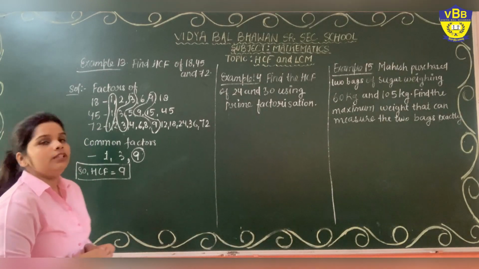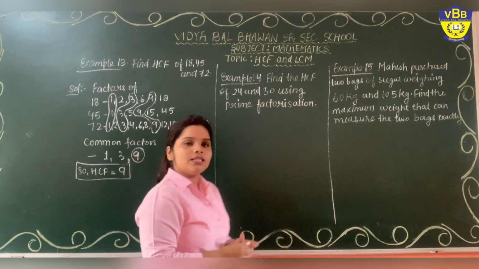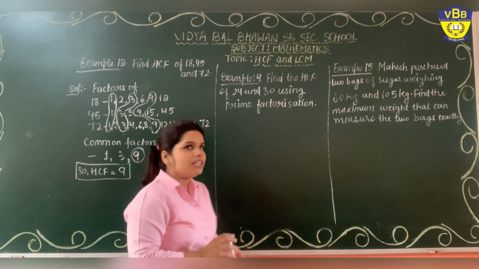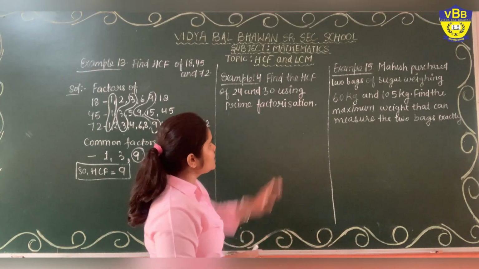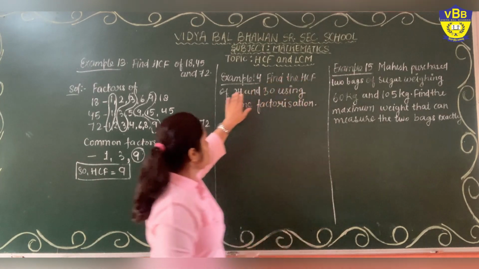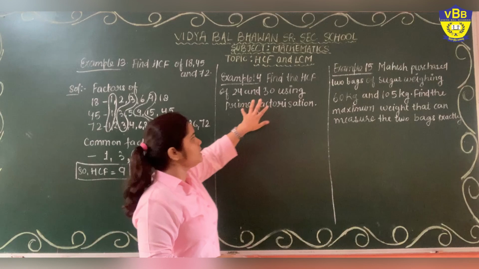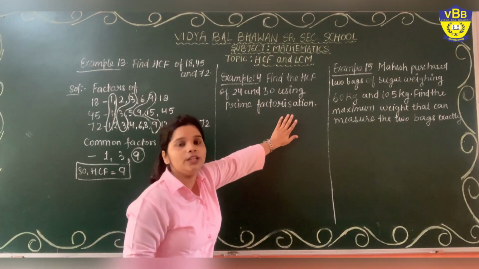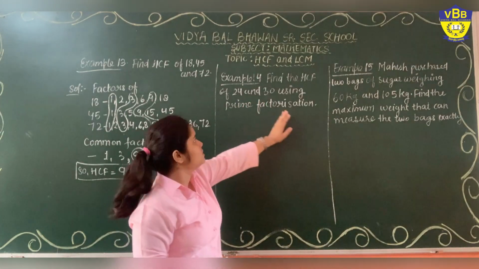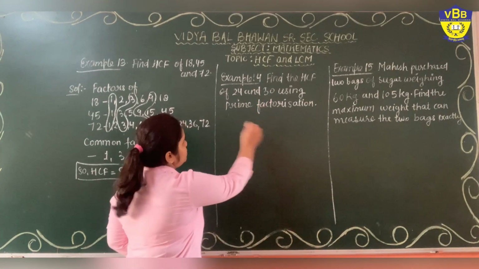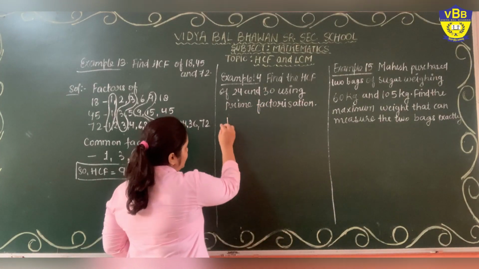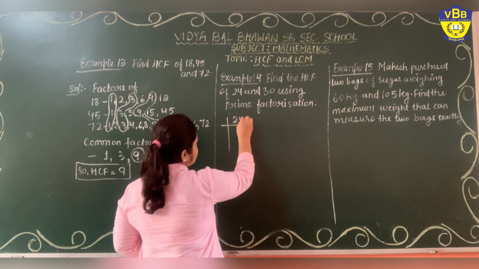Let's move to the next question with the same concept to find HCF. Here it is example number 14 that is asking to find the HCF of 24 and 30 using prime factorization. Here you need to use prime factorization. So prime factorization of 24 and 30. So do the prime factorization of 24 first.